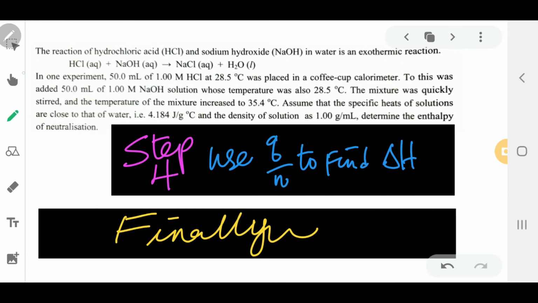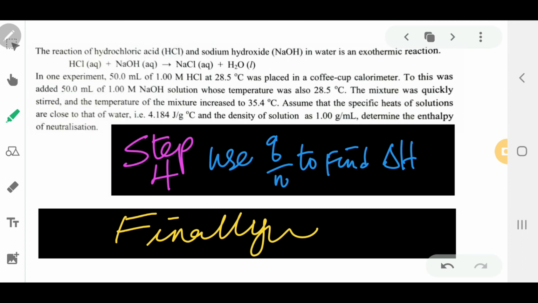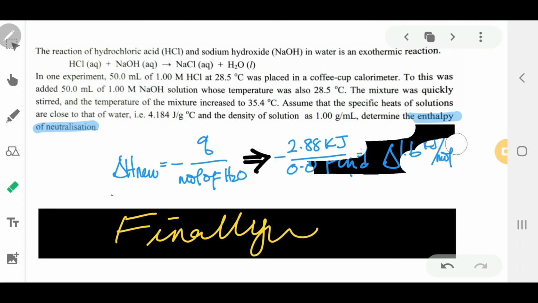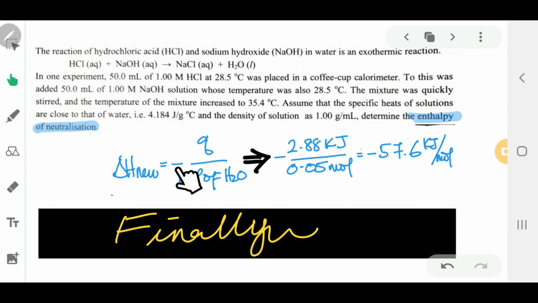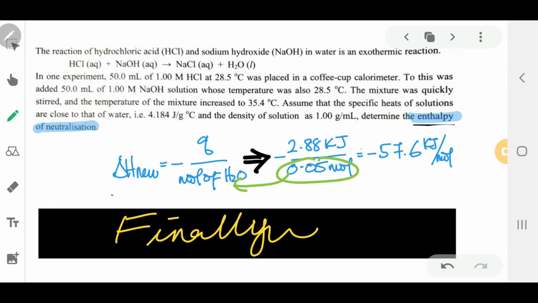Now, step number 4, we're going to use Q over n, the value of Q over mole, to find the delta H. Okay, so our mission for this question is to find out the enthalpy of neutralization. It's the same as what we have done in the first example. So we're going to use this formula. And remember to have the negative sign because this is neutralization, it's exothermic. And you put the value of Q, which you have found right here, and you divide by the number of mole of water that you have found out just now.